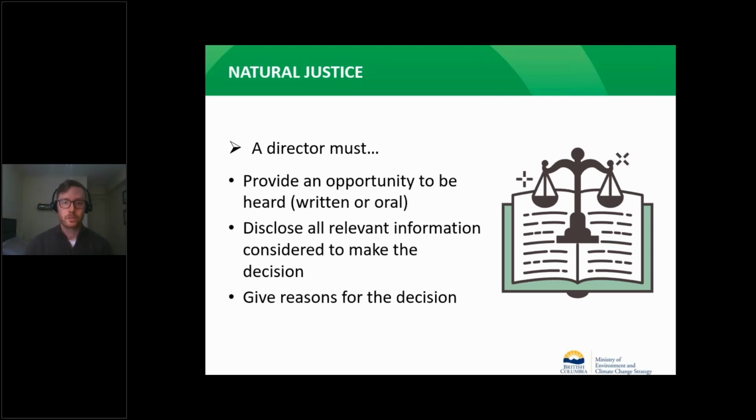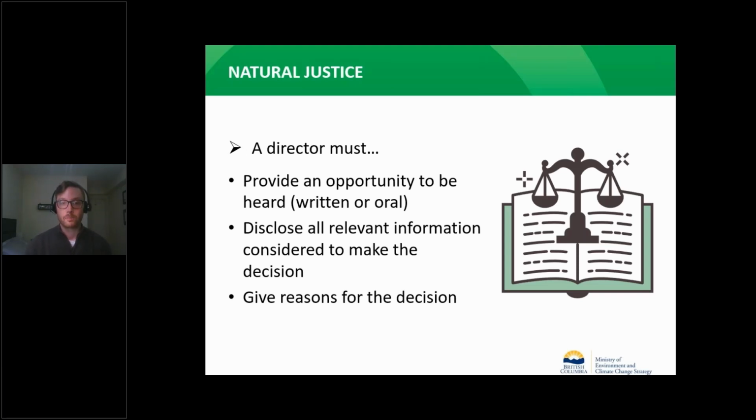In non-voluntary circumstances, for example, if a director is considering the possible need to issue an order, then natural justice requires the director to provide an opportunity for the person who may be ordered to make submissions on the matter for the director's consideration before any final decision is made. The person is also entitled to know all of the information that the SDM uses to come to any decision.